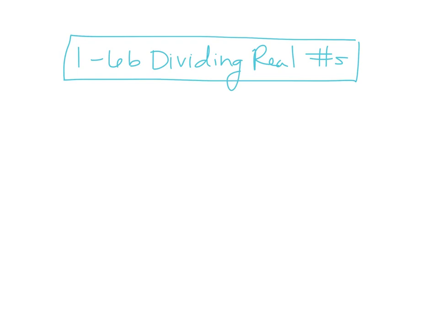We are talking about dividing real numbers, and like I said, this is just like multiplying real numbers. The rules are the same. It's just that now you're dividing instead of multiplying. So what is a quotient again? What does that mean? Quotient is when you use division, right?